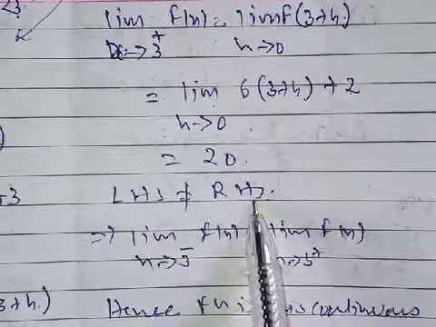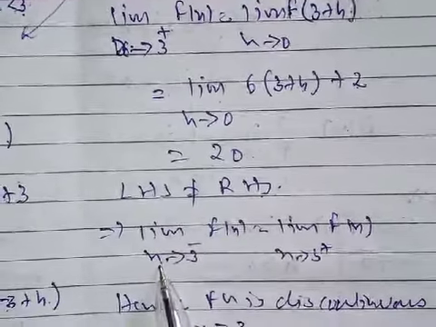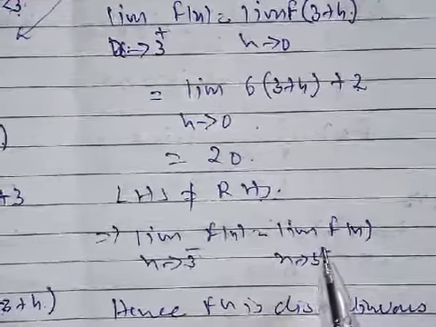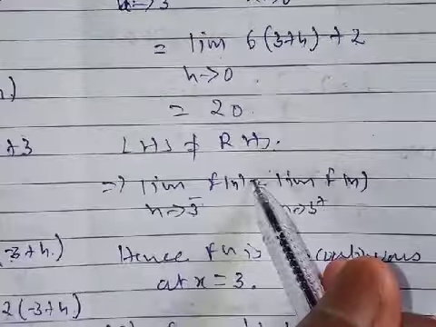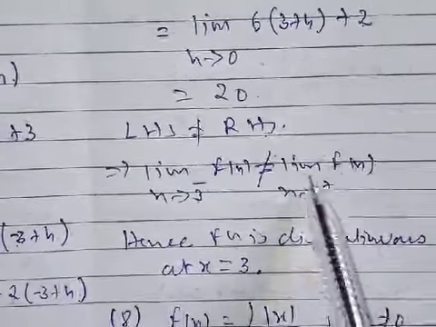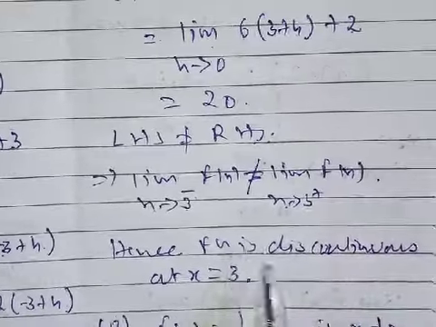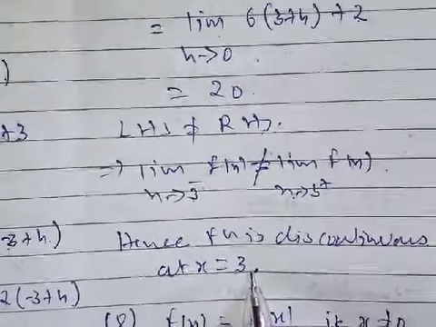So LHS is not equal to RHS. So limit x tends to 3 minus f of x is not equal to limit x tends to 3 plus f of x. Hence the function is discontinuous at x is equal to 3.